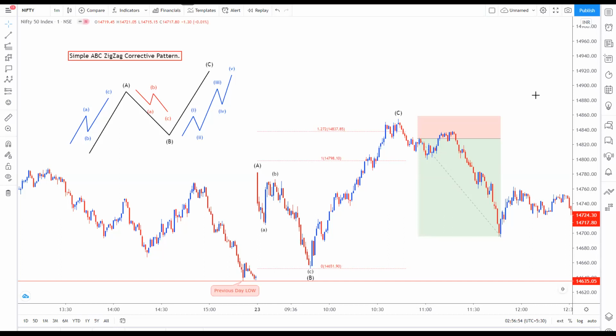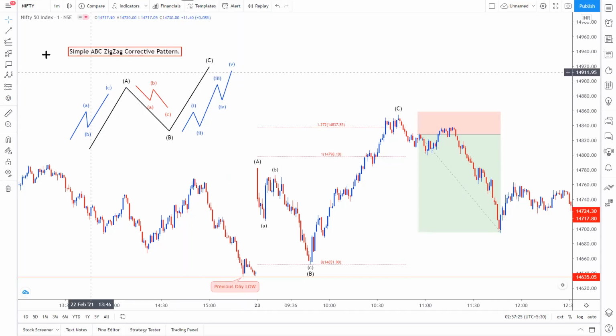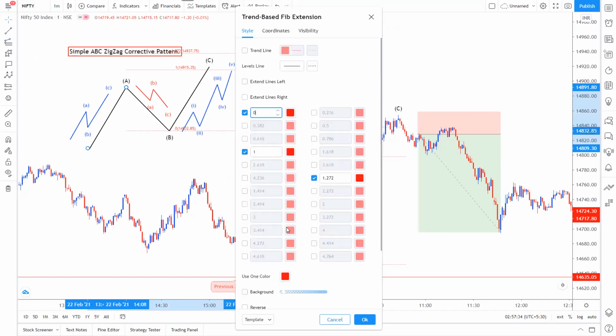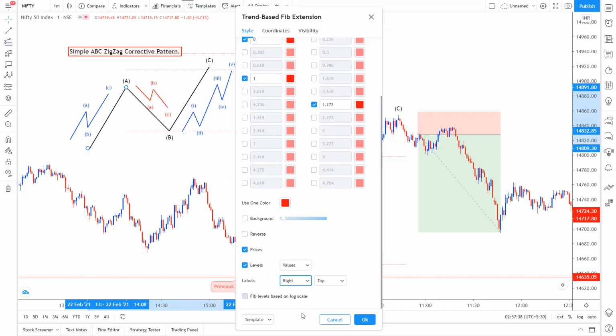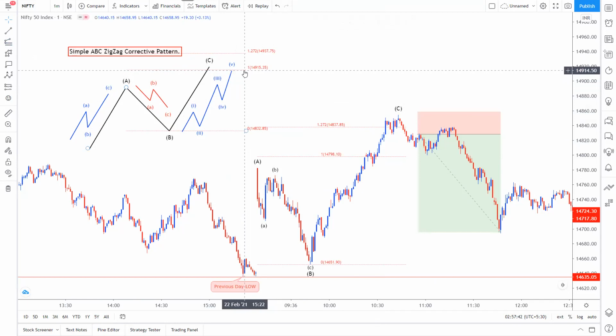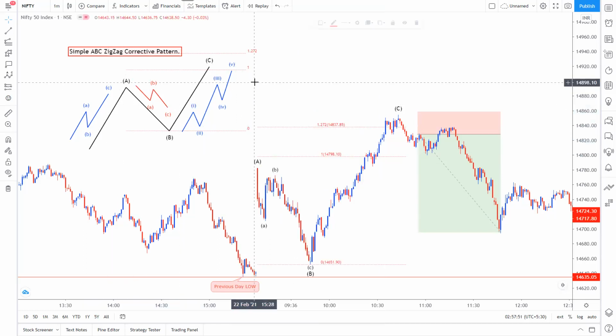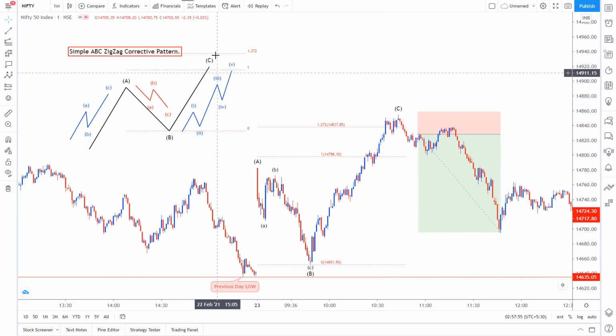Before we go to the Nifty chart, let me explain the simple ABC zigzag corrective pattern in terms of Elliott wave. As you can see in this diagram, this pattern consists of three waves, and the first two waves are subdivided into three subwaves each, and the third wave is subdivided into five subwaves. The possible target for wave C would be around 1 or 1.272 of wave A. This is how you calculate the possible targets of wave C.